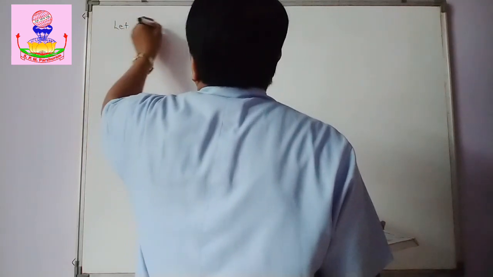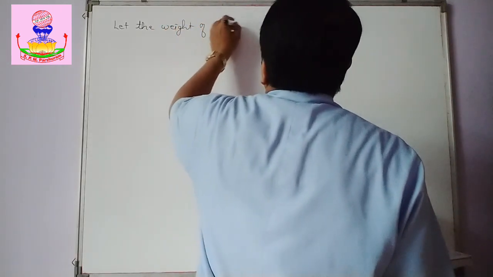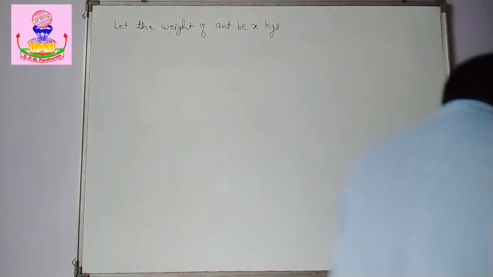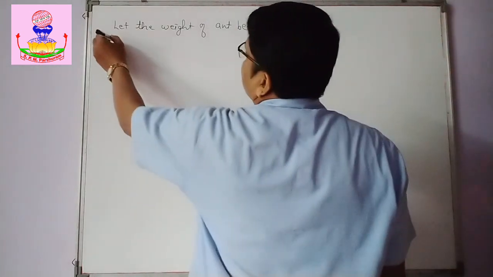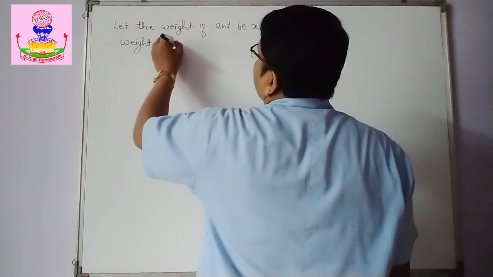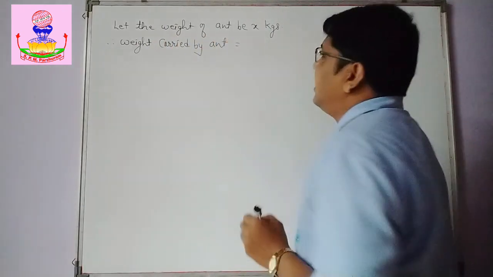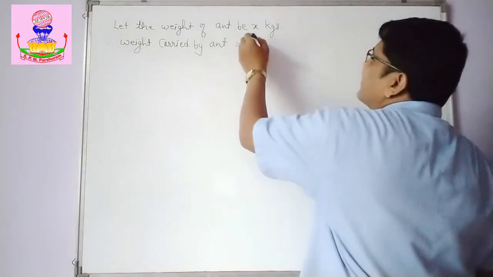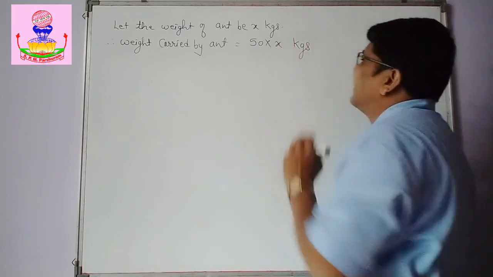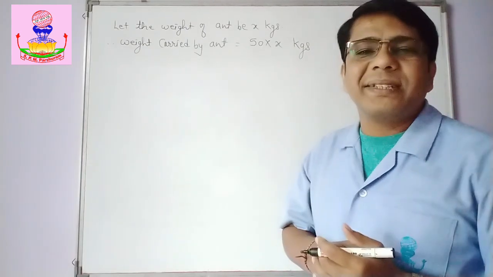Let the weight of ant be x kgs. So therefore weight carried by ant (50 times of its weight) is 50 into x kgs. Okay, so we have not taken the actual weight of the ant. We have assumed that it is x.